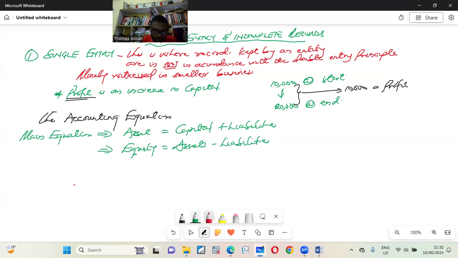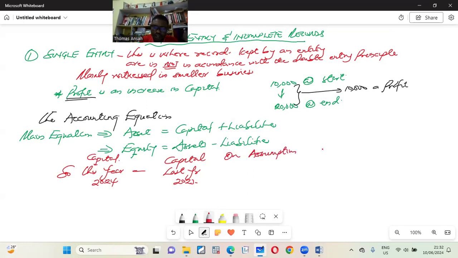So therefore, for example, let's say this year is, let's say, 2024, all right? Let's say this year, if I take my capital of this year, 2024, and I minus my capital for last year, 2023, on the assumption that there was no extra capital introduced. So I didn't put in any other capital, no addition. On the basis that I didn't also withdraw from my capital, so no drawings on my capital.